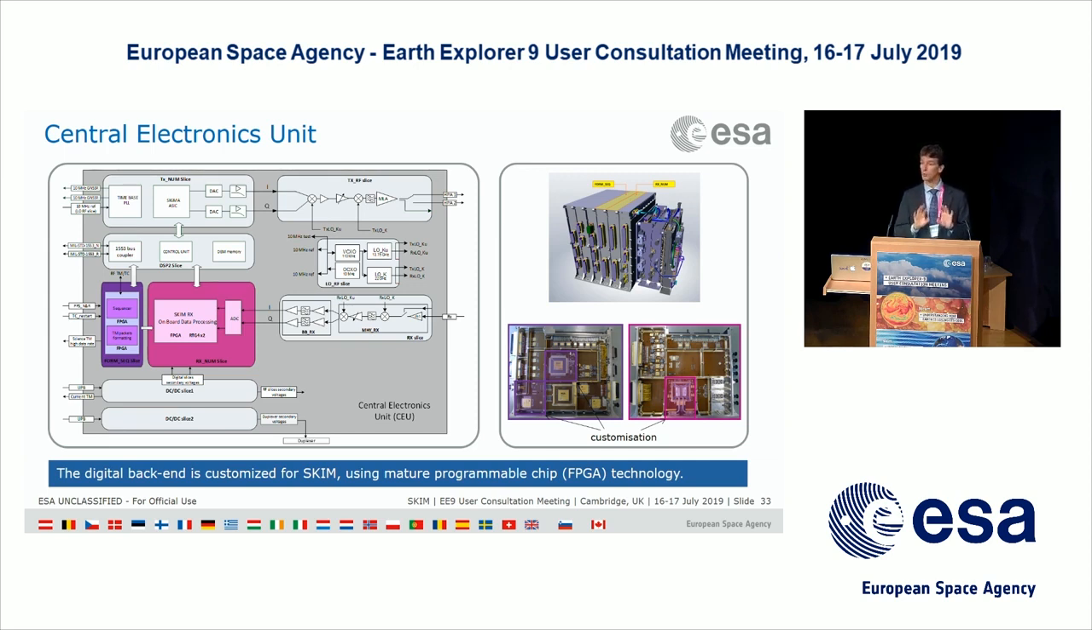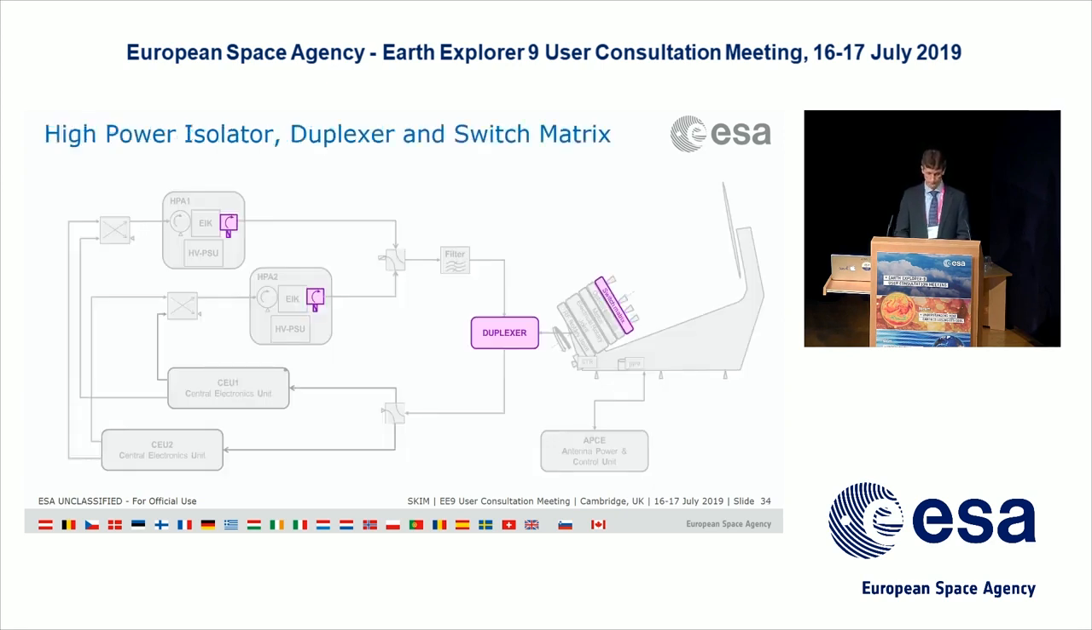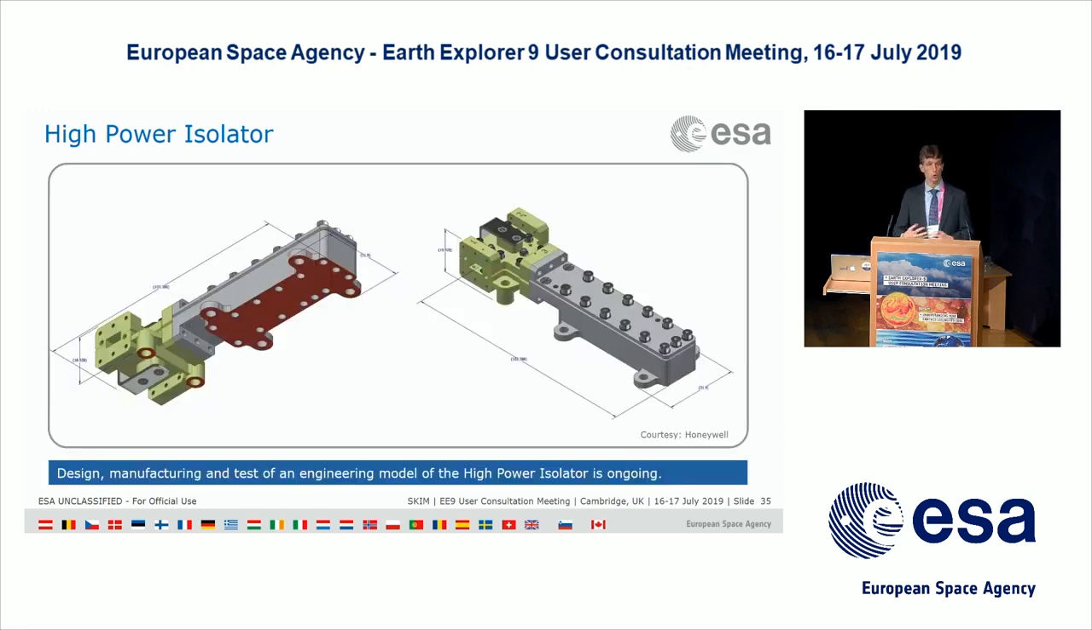Then the ferrite assemblies, or the high power isolator, duplexer, and switch matrix. I will talk a little bit about each of these now. To start with the high power isolator. So this was also the subject of a pre-development activity. This unit has been designed and we've run the RF simulations, and it is performing as we expect it will perform. And we will build an engineering model and perform testing on the engineering model.